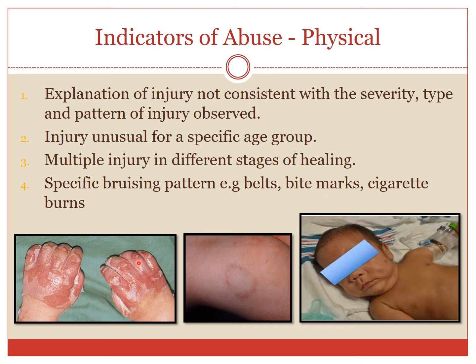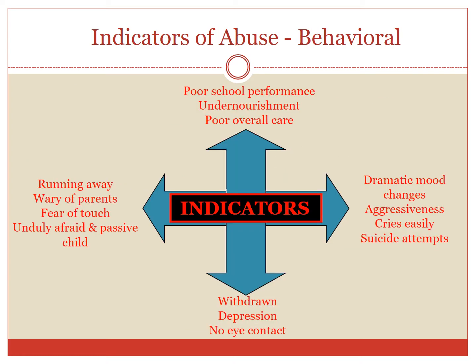So these injuries are specific injuries, unusual for the specific age group. A child cannot burn both hands with such severity, and therefore we need to look at these indicators to come to a diagnosis of physical abuse. But hold on, there are more indicators of physical abuse.